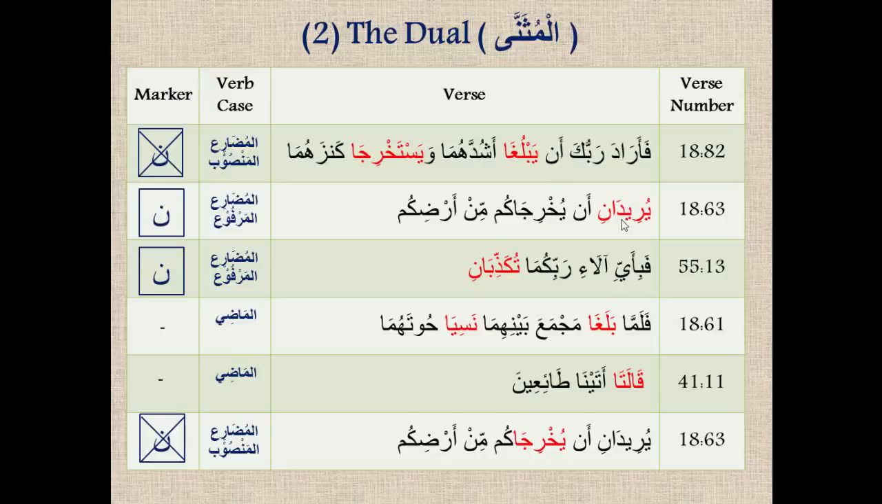Example number 2. Yuridani an yukhrijakum min ardikum. We have the verb yuridani, form 4. And we hear that alif, yuridani, that elongation. This is al-fi'l al-mudari' al-marfu'. It's the default case because there are no special factors around, and the marker would therefore be thubut an-noon, presence of the noon. فَبِأَيِّ آلَاءِ رَبِّكُمَا تُكَذِّبَانِ. This is tukadhibani, conjugated for antuma, you two. The case is marfu' and the marker is thubut an-noon.